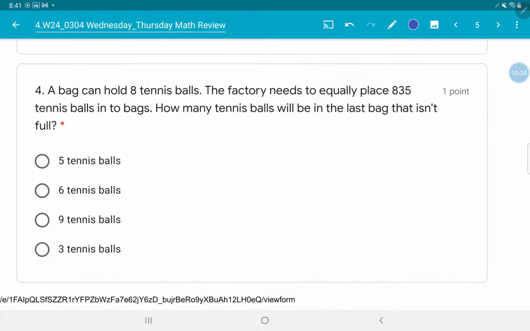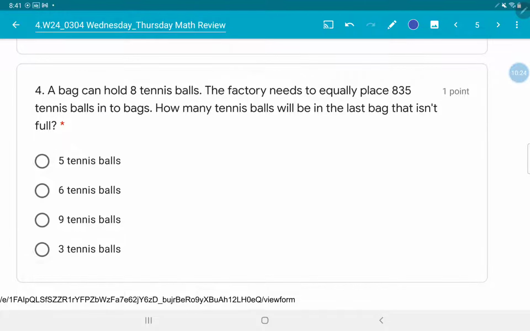Okay, so if I start by dividing my hundreds place, I always start in the biggest place value when I'm dividing. How many times could I put 8 hundreds into 8 groups? How many would go in each group? 1. I could put 100 in each group. Do I have any left over? No, I use all 8 of them.